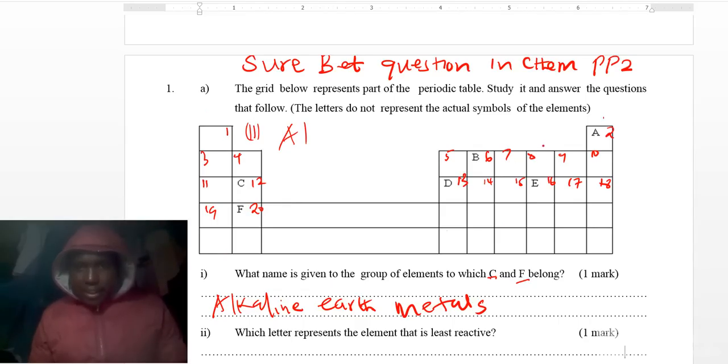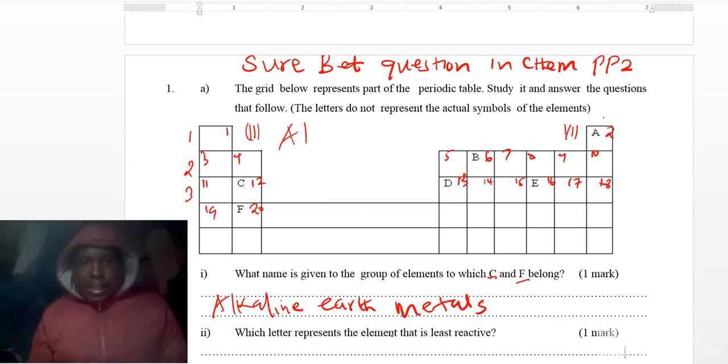So group 7 here, this is 1, 2, 3, 4, 5, 6, 7 here. Group 7 here, they are called halogens. So those are the things you need to know in the periodic table. And then remember that this is period 1, period 2, period 3, period 4.